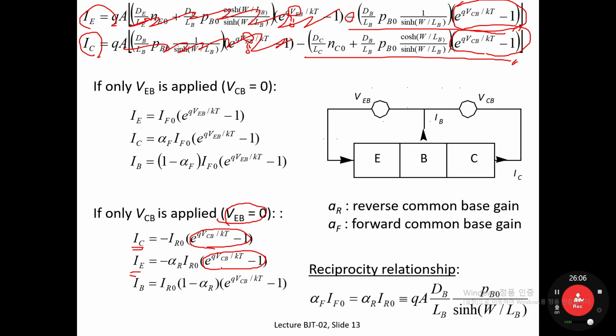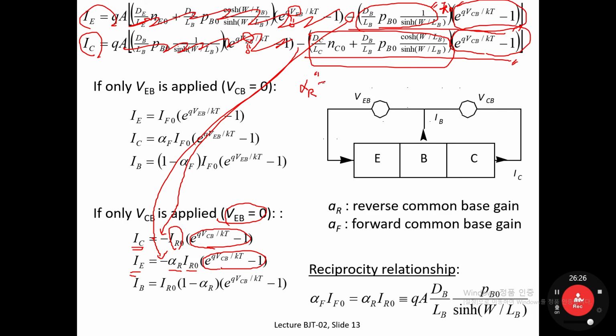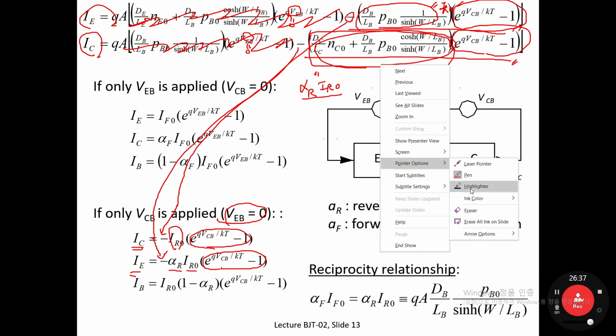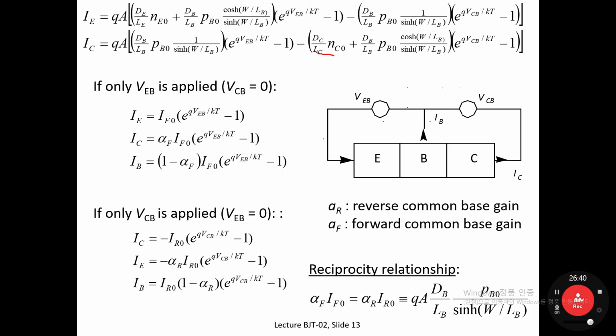And next one is here, minus has been delivered here, and IRO is defined as this. That is IRO. What about here? Alpha R times IRO. So minus is delivered here, and this whole term is defined as alpha R IRO. But take a look at this term, second term, alpha R times IRO.